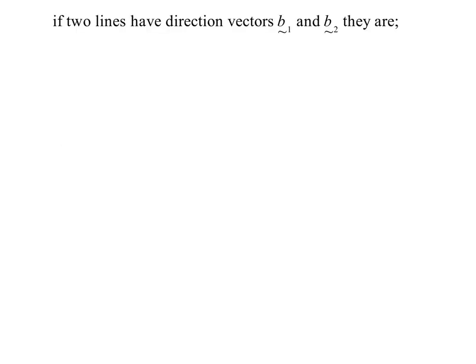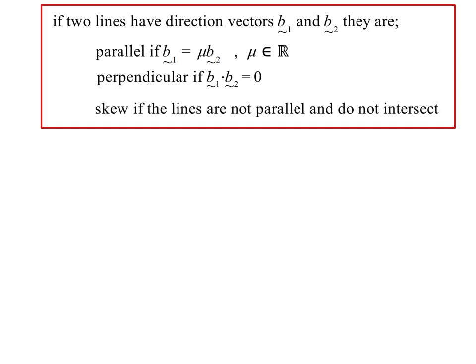We know this. If two lines have direction vectors b1 and b2, then we know they're parallel if one is a scalar multiple of the other. That's certainly true. And they're perpendicular if the dot product equals 0. Skew lines, we don't have these new things, skew lines. So skew lines are any lines that are not parallel but also do not meet, which is weird. In two dimensions that's impossible, but in three dimensions it's possible. Okay. So it is possible for perpendicular lines to also be skew.